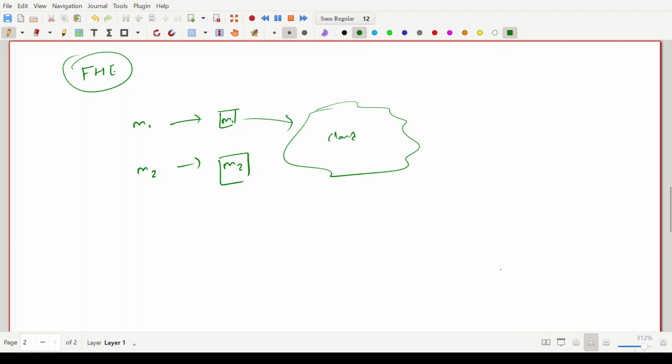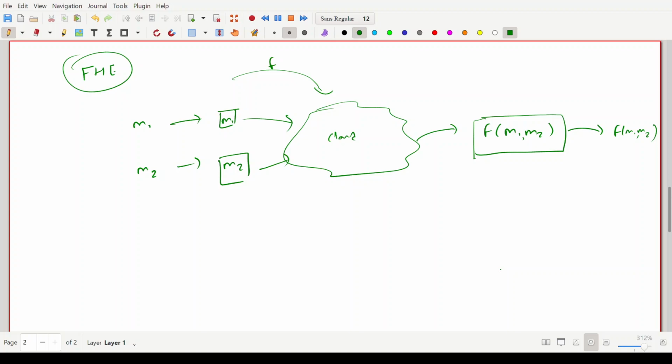I give the encrypted messages, and I also give the function which I would like to compute. What should the cloud provide me? The cloud should provide me f of m1, m2, which is again encrypted. Then I decrypt it and get back f of m1, m2, which I wanted. This is what your FHE scheme is.